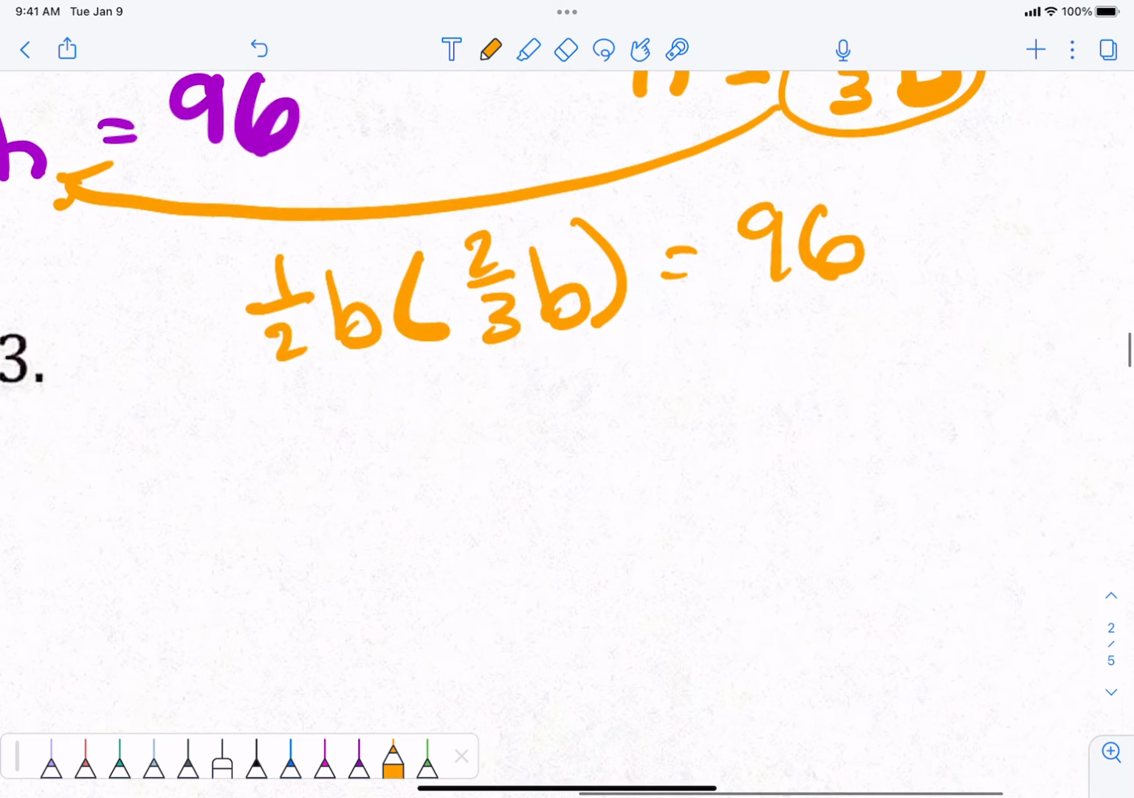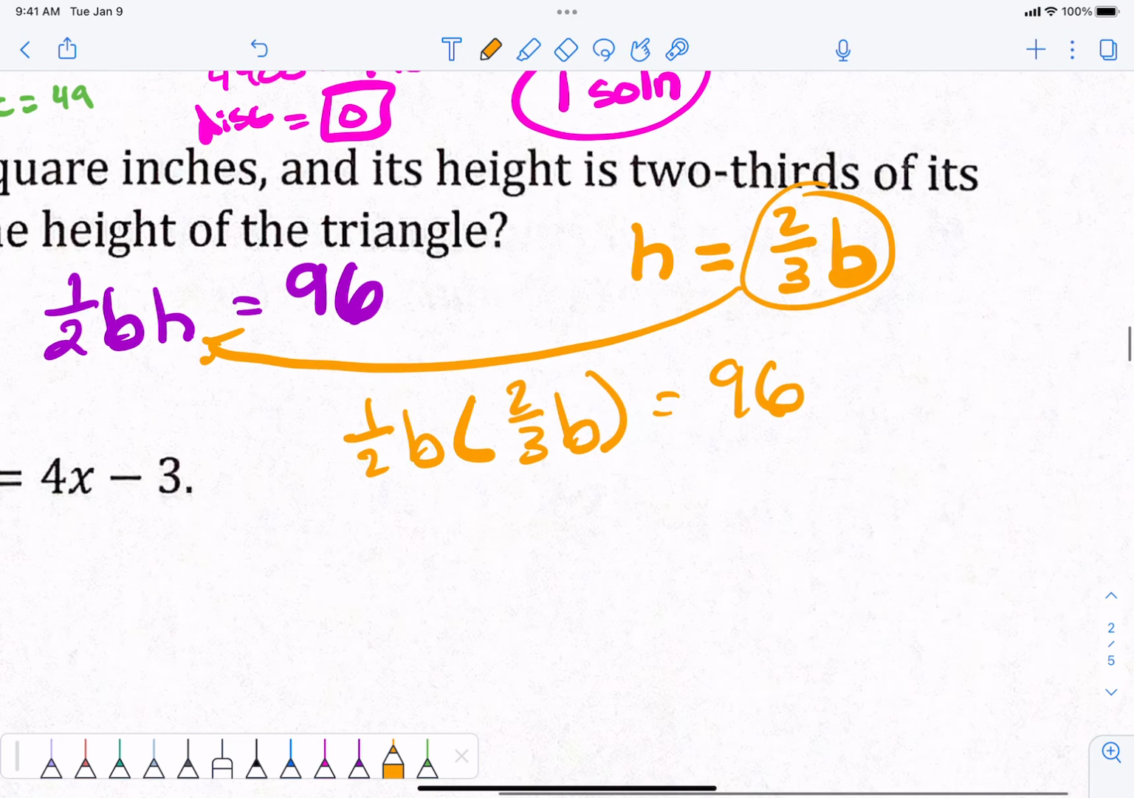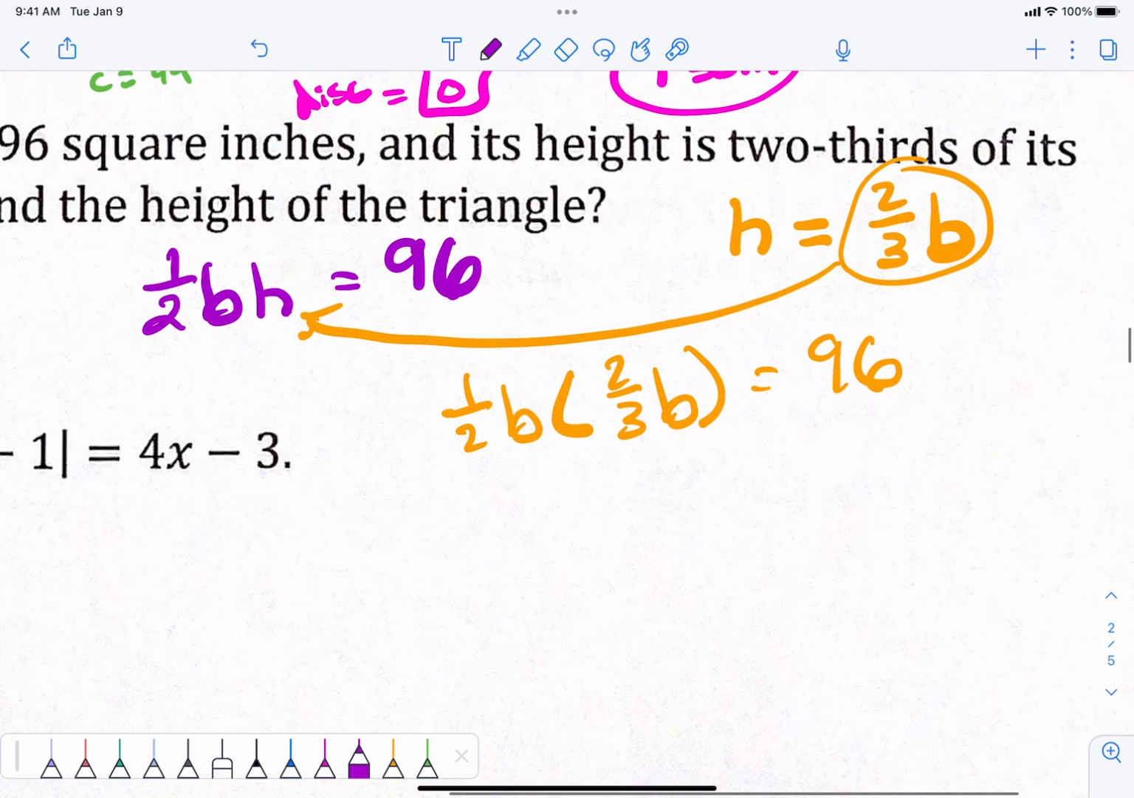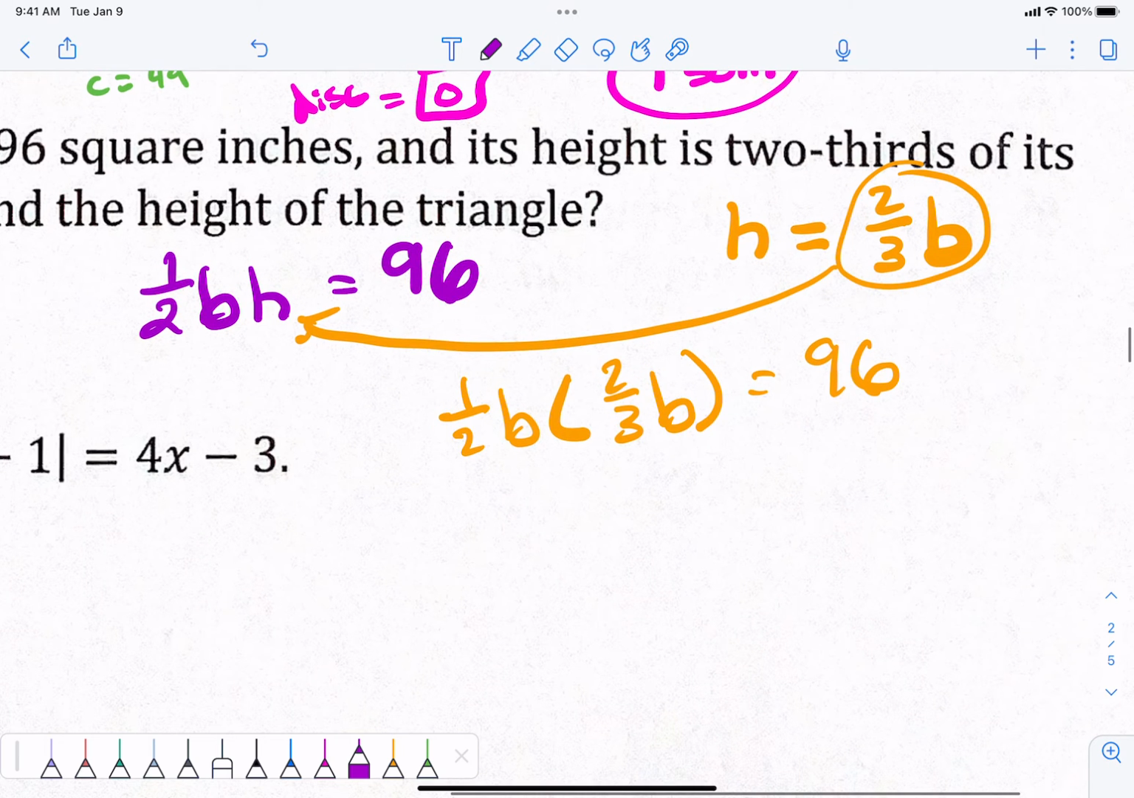Okay, what's 1/2 B times 2/3 B? 2/6, or 1/3. Half of 2/3 is 1/3, right? Yeah. Half of 2/3 is 1/3.